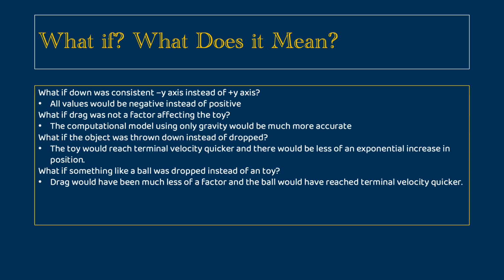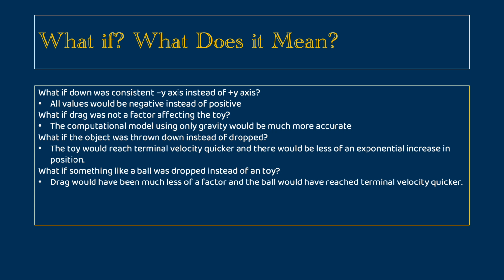So what if, and what does it mean? What if our downwards direction was the negative y-axis instead of the positive y-axis? All our values would be negative instead of positive. What if drag was not a factor affecting the toy? Then the computational model using only gravity would be much more accurate.